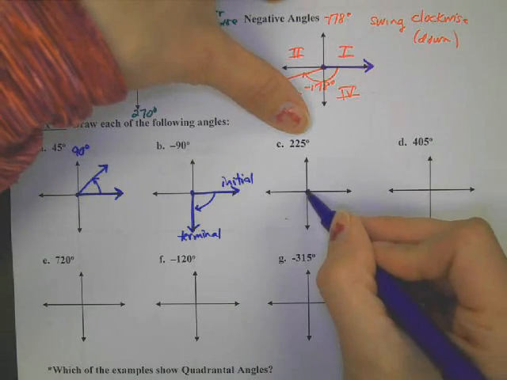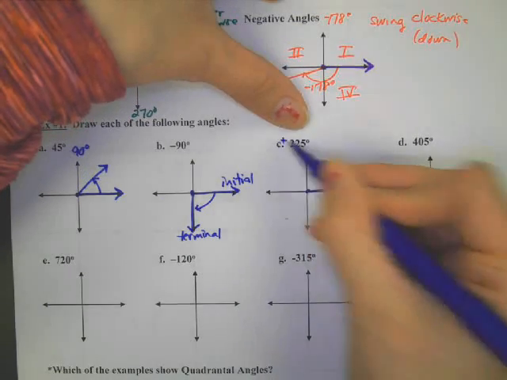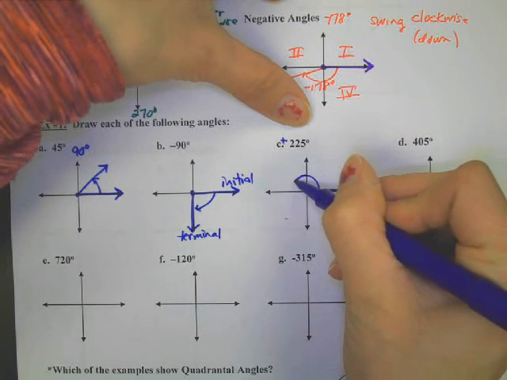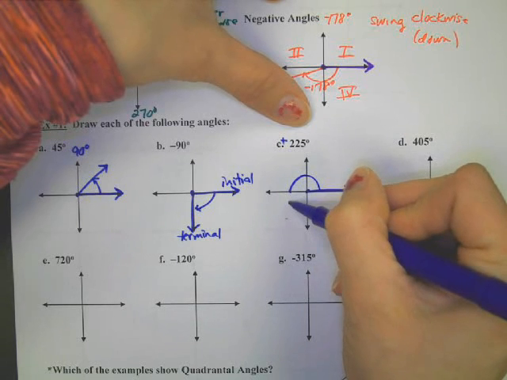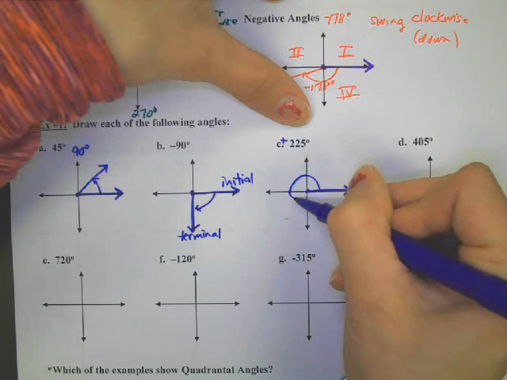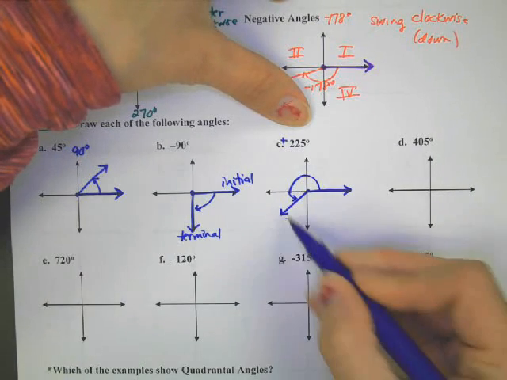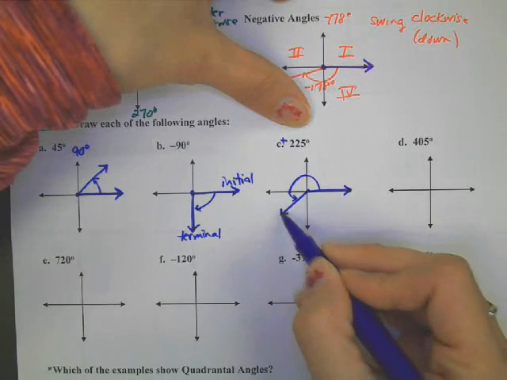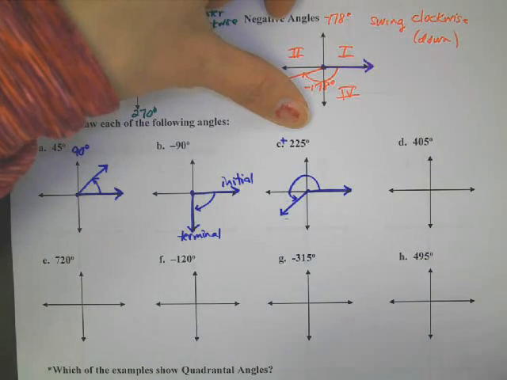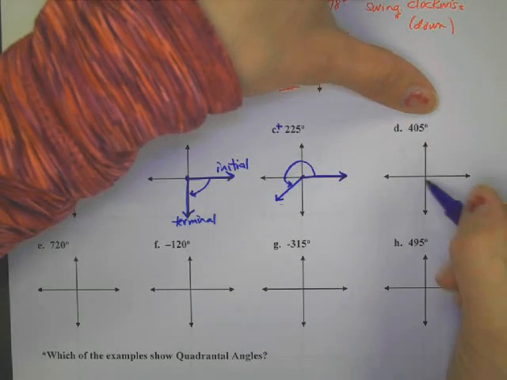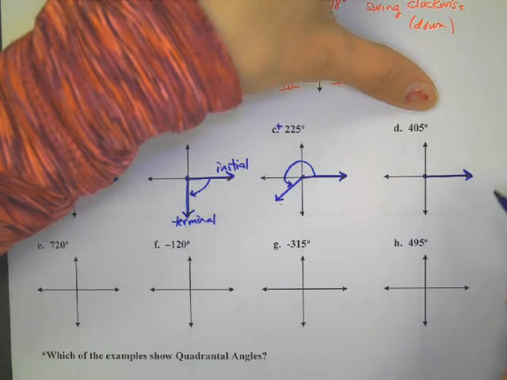225 degrees. All right, let's start right here. Since it's positive, we're going to swing up. 90, keep going. 180, keep going. Now 270 is down here, so I'm going to stop in the middle of quadrant 3. Make sure you're in the correct quadrant. I'm not going to count how many degrees you are. You have to be in the general vicinity. Definitely the correct quadrant. 405. We're going to start here on the positive x-axis.